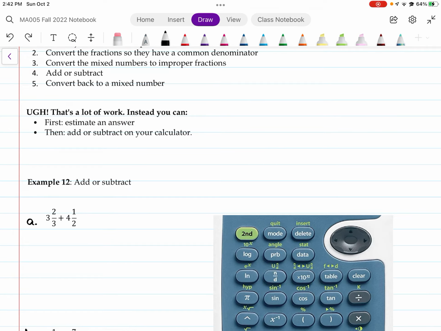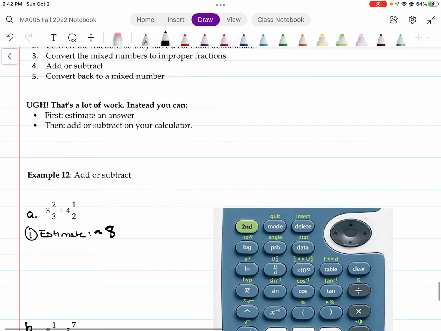All right, so 1, estimate. Just in case you screw up, you'll have a clue as to what the answer should be. All right, so we've got 3, a little bit more than half, and 4.5. So let's see, 3 plus 4 is 7, plus a little bit more. We're probably going to get to around 8.